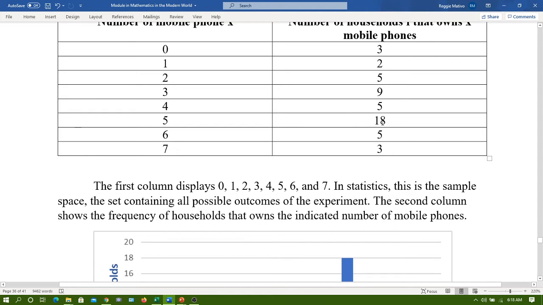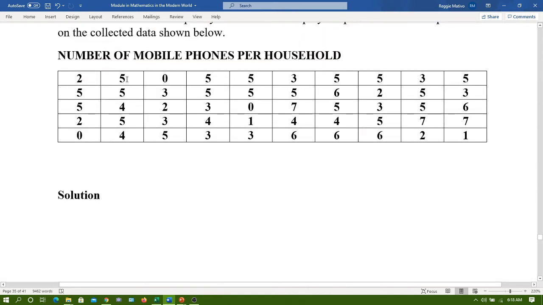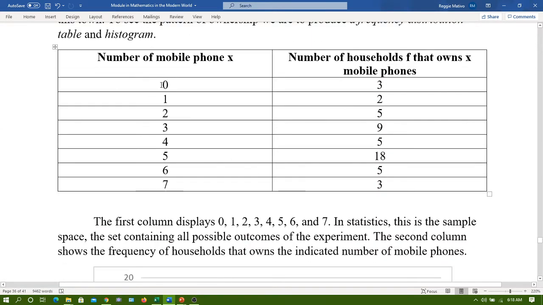The second column shows the frequency, just counting the households, the number of households that have this possible number of cell phones. Did you get that? So, how many households have 5 cell phones in their household? Let's try to count. 1, 2, 3, 4, 5, 6, 7, 8, 9, 10, 11, 12, 13, 14, 15, 16, 17, and 18. And that is correct. That is how to make a frequency distribution. You list all the possible outcomes on the left side and count them on the right side.